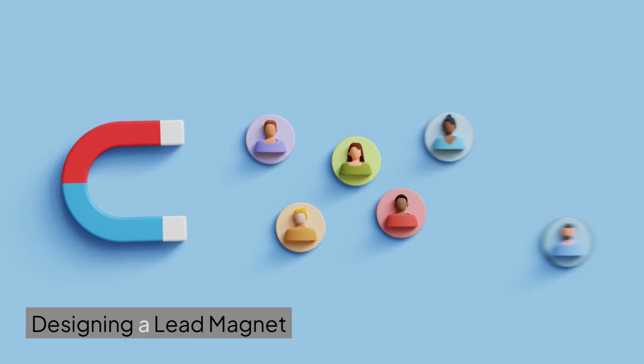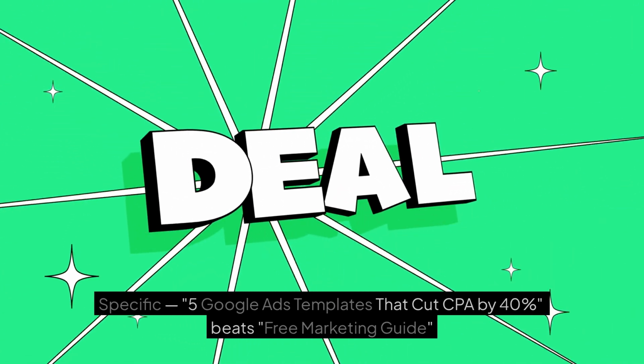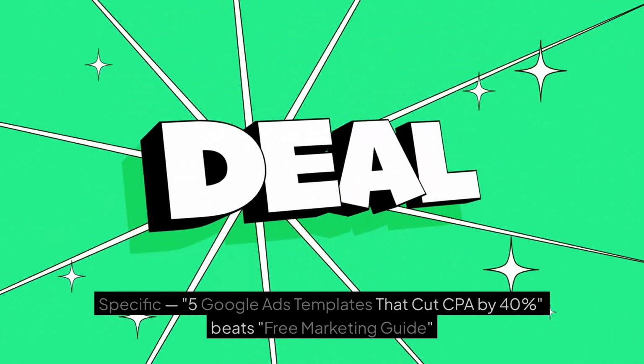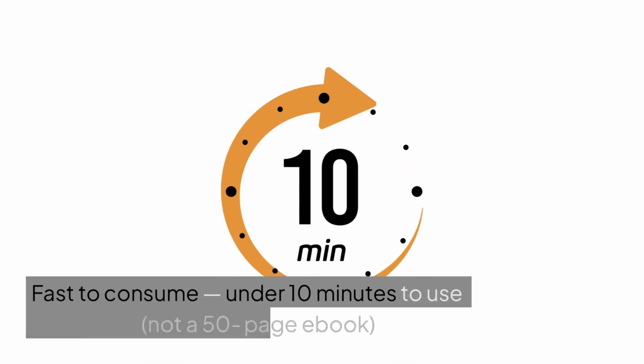Designing a lead magnet. The best lead magnets share 4 traits. Specific. 5 Google Ads templates that cut CPA by 40% beats free marketing guide. Fast to consume. Under 10 minutes to use. Not a 50-page ebook.